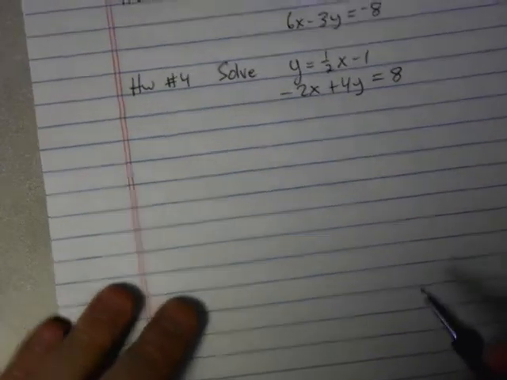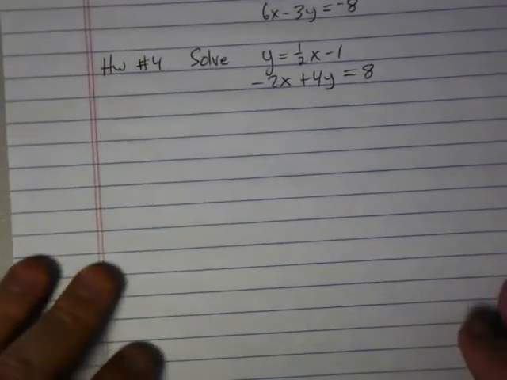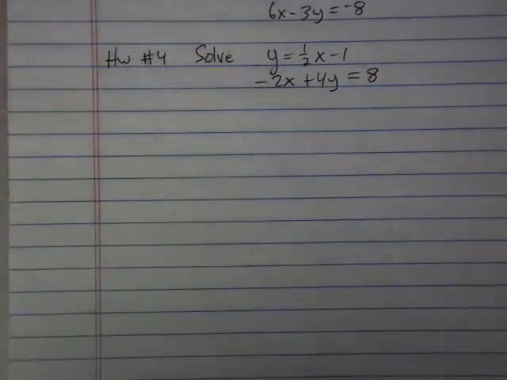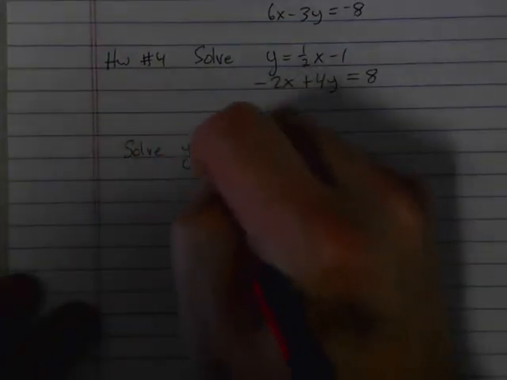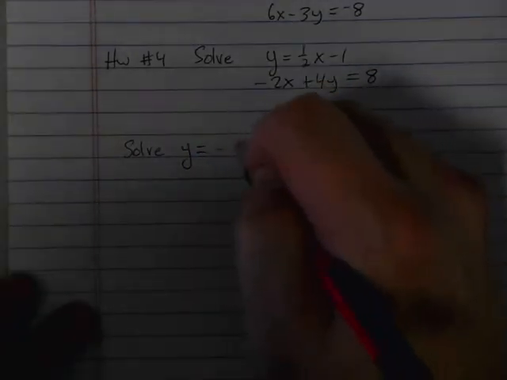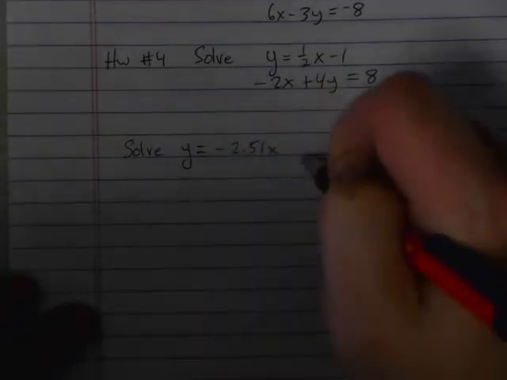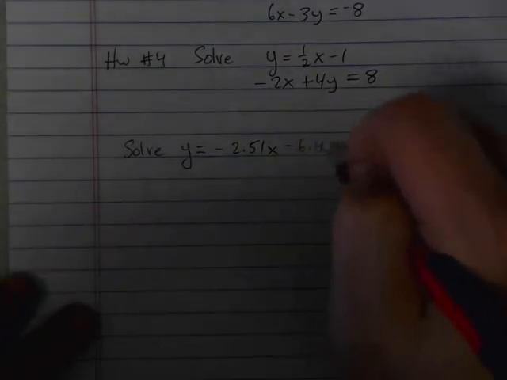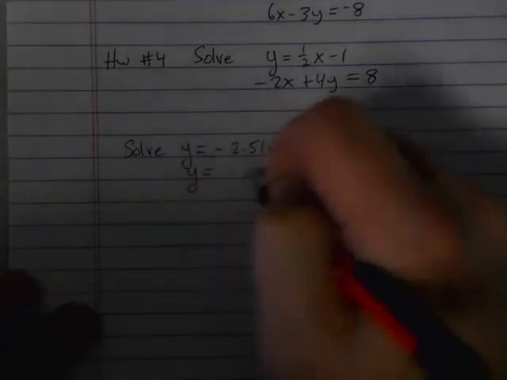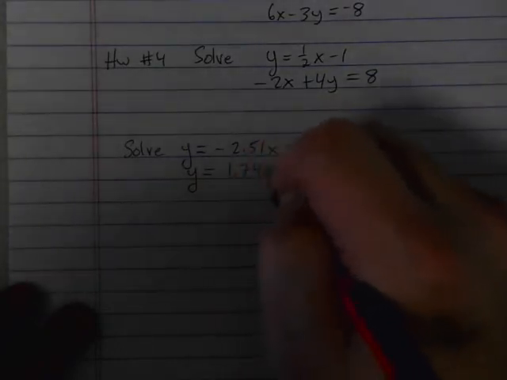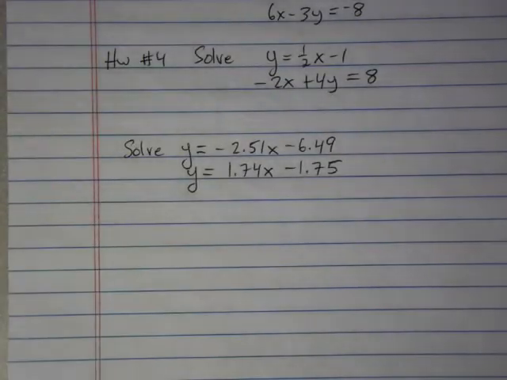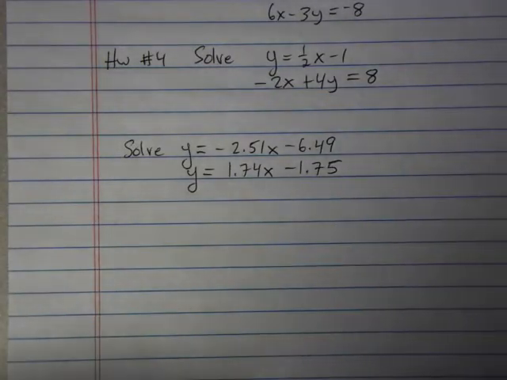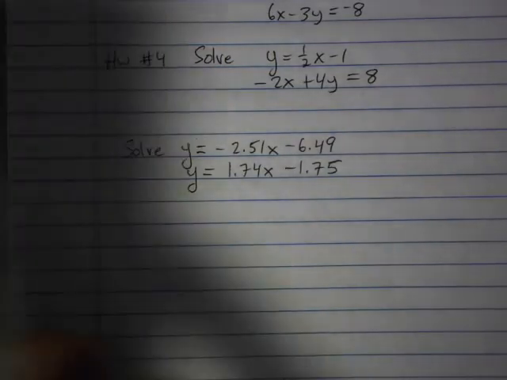Today, graphing has become a very popular technique in large part because of the graphing technology. So let's say I want you to solve y equals negative 2.51x minus 6.49 and y equals 1.74x minus 1.75. Those would be difficult to solve by graphing if I'm graphing by hand. Fortunately, I don't have to graph by hand. I have a calculator.